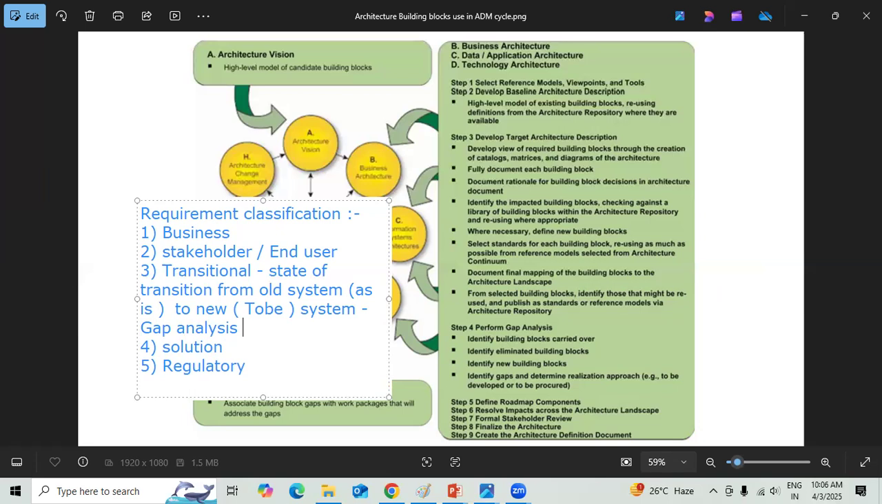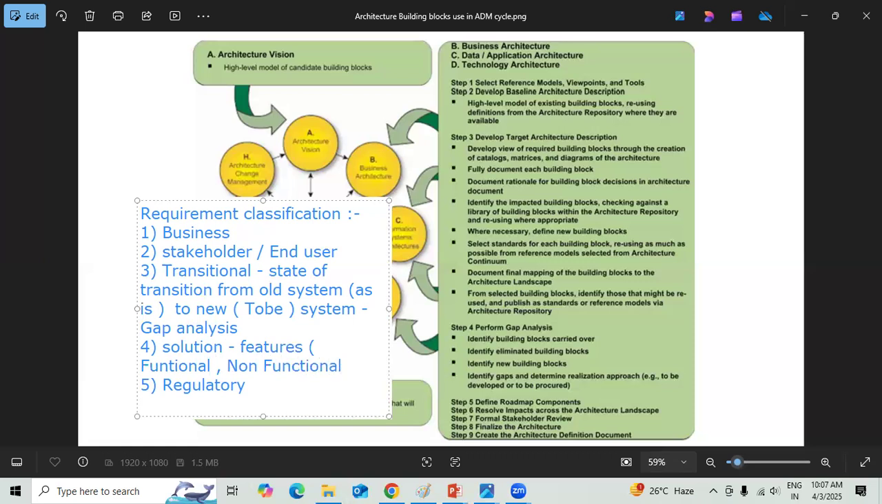Next, after transitional requirements, the next one is called solution requirements. This is where all these things come into the picture. Being a solution architect, we'll be focusing on this area, not on the business level, not on the end user level. So as a solution architect, we have to focus on two areas: one is the functional side, second is the non-functional side. What features, what functional requirements, what non-functional requirements. Non-functional requirements include performance, scalability, load balancing, fault tolerance. All these come under this.